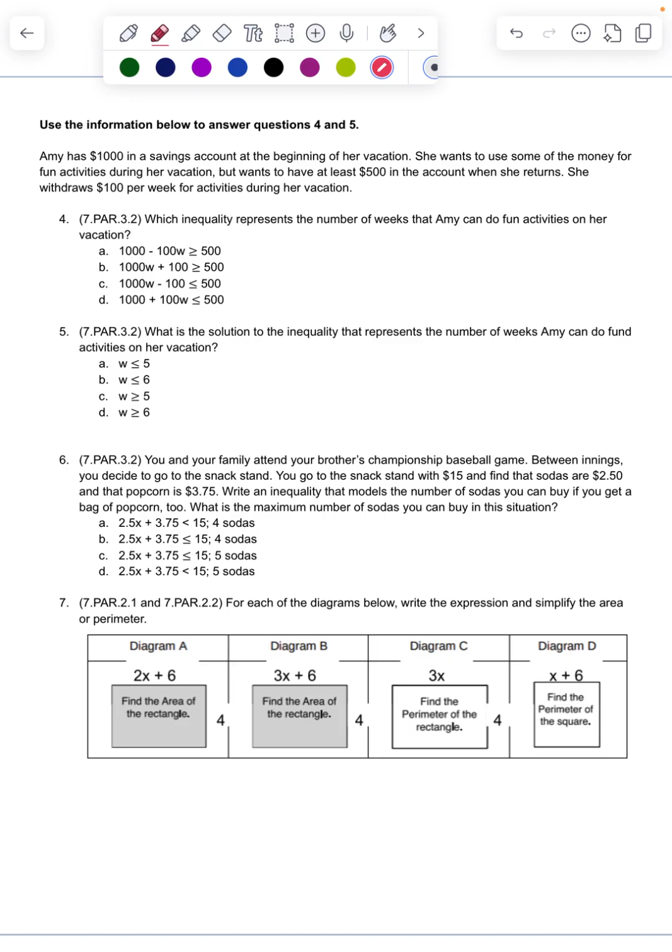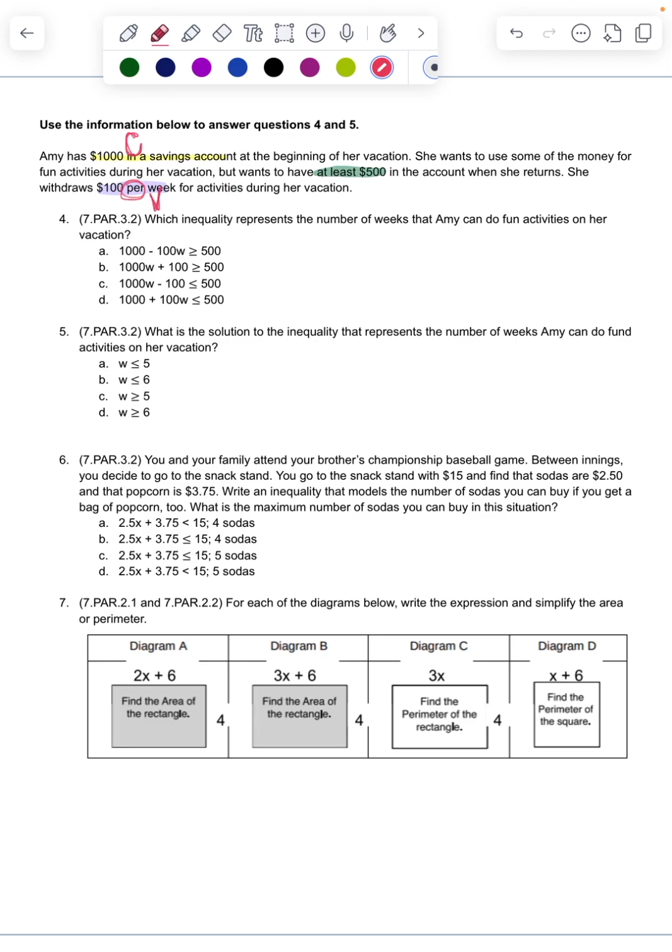She has $1,000 in her savings account. So we're going to highlight the important stuff first. She wants to use some of the money for activities, but wants to have at least $500 in the account when she returns. She withdraws $100 per week. All right, so first, $1,000 in her savings account. That's how much she starts with. That's a set amount. That's your constant term. $100 per week is your variable term.